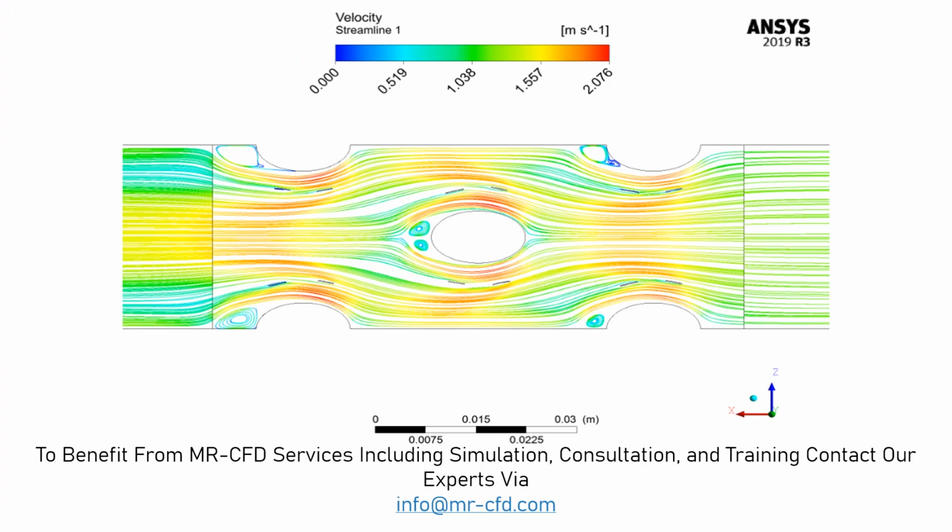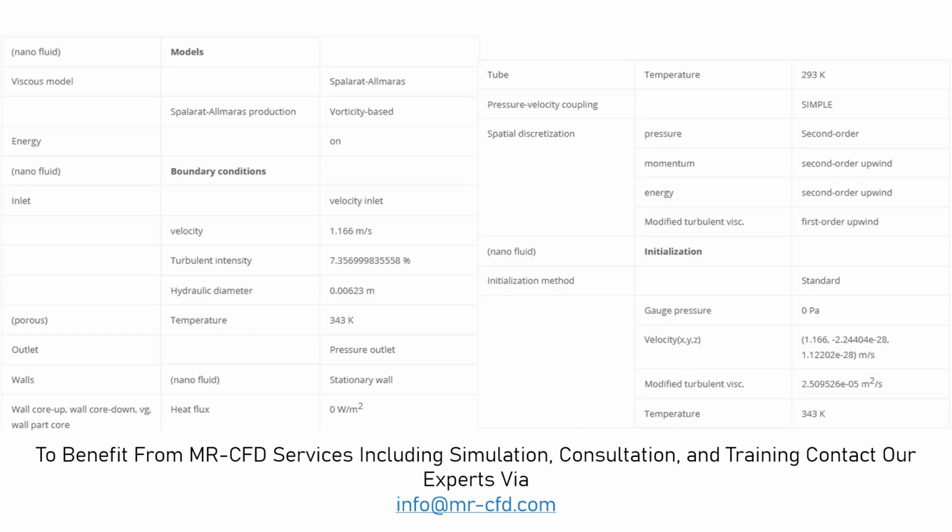And finally, in this slide, you can see the streamlines of the airflow in the middle section of our geometry where the tubes are located. Now, as you can see in this contour, vortices have been generated inside our computational domain, which causes the heat transfer rate to increase. Finally, a summary of different settings and setup that we have used in our project is presented to you in the slide.